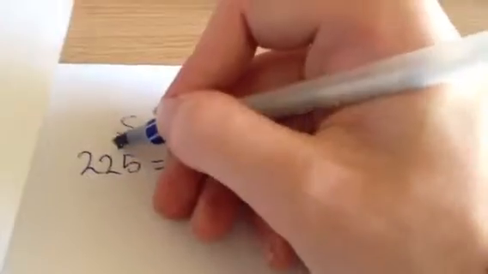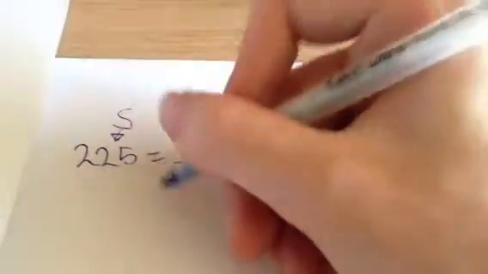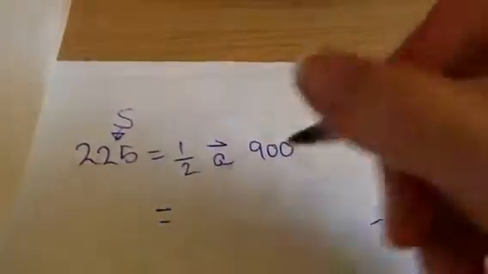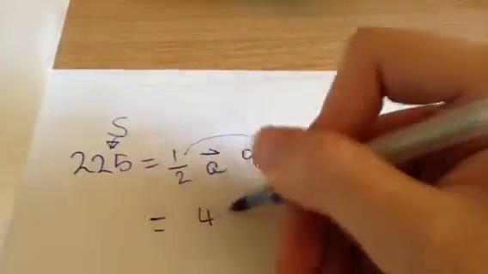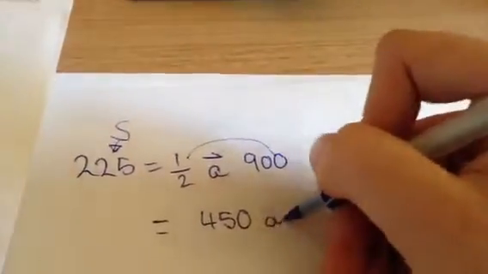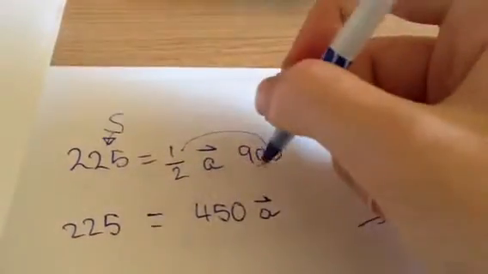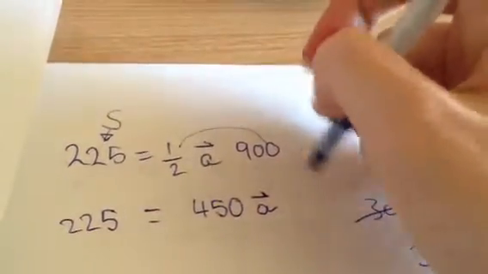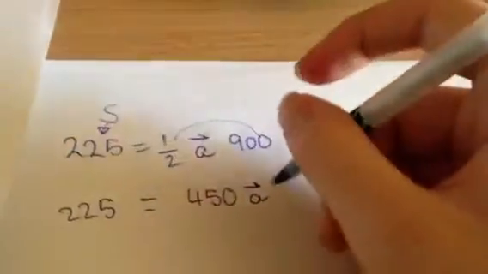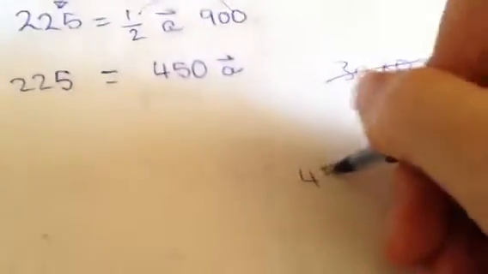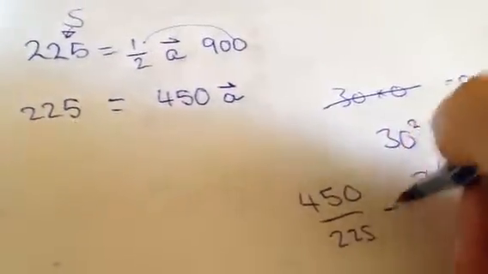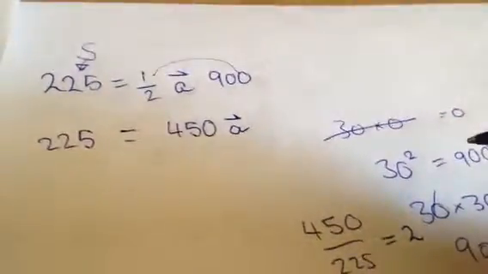900 obviously being the S value that we got from the distance before. So, half of 900. Well, what do we do if we have half of 900? We have 450. So 225 equals 450 times the acceleration. So obviously A is going to be less than 450. Now it turns out in this example that 450 divided by 225 is actually 2.